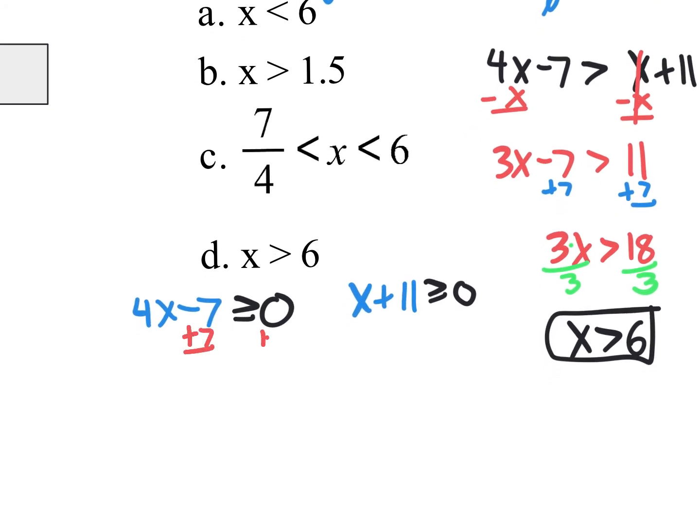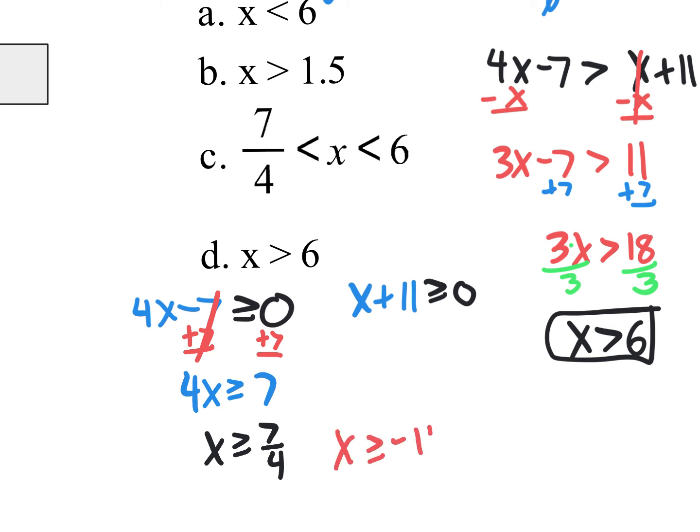Plus 7, you'll have 4x is greater than or equal to 7. Final answer, x is greater than or equal to 7/4. Over here, subtract 11, and you will get x is greater than or equal to negative 11. So we have these three inequalities, and we must represent the overlap piece, okay?